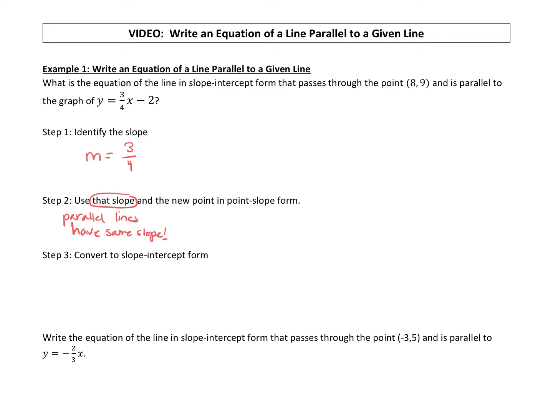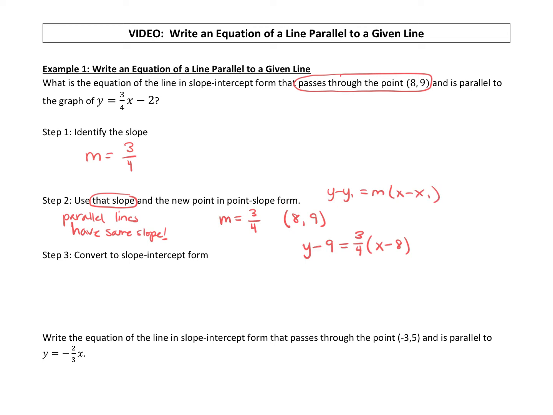So we're going to use that same slope of 3/4, but our line is passing through the point (8, 9). So we're going to take a slope of 3/4 with the point on our line, (8, 9), and write an equation in point-slope form. Point-slope form: y minus y1, which is 9, equals 3/4 times x minus x1, which is 8. Remember, y minus y1 equals m times x minus x1. You saw that in our 2-2 lesson.